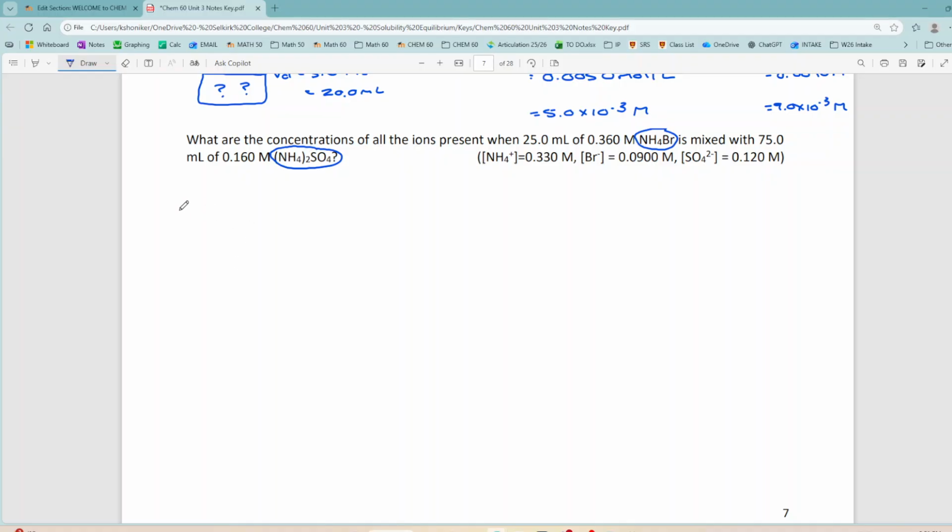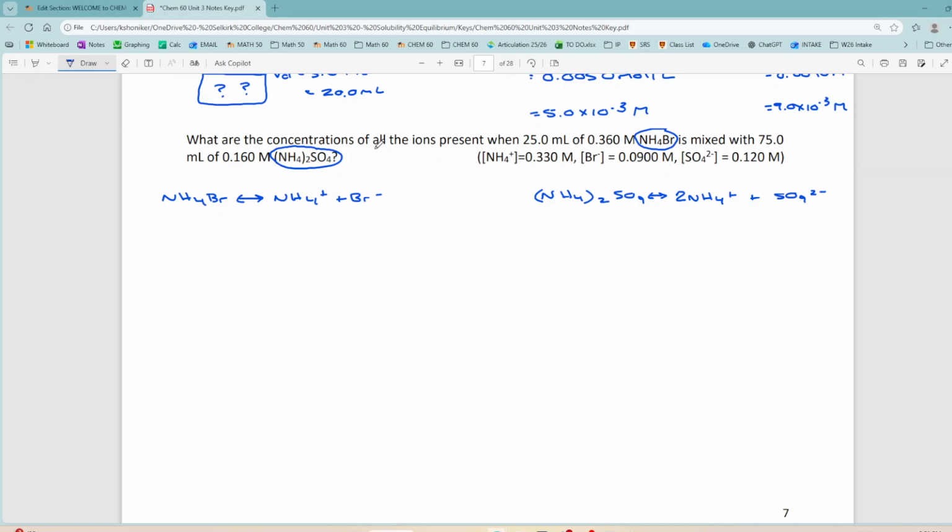So there's two things here. We have ammonium bromide, which is going to dissociate into ammonium ions and bromide ions. And then we also have this ammonium sulfate, which is going to dissociate, and again, both of these should be two-way arrows, into 2 ammonium ions and 1 sulfate, 2- anion. Okay, so what are they telling me?